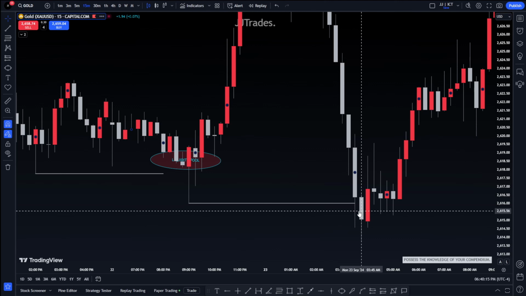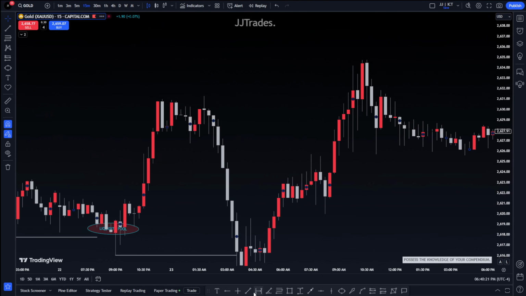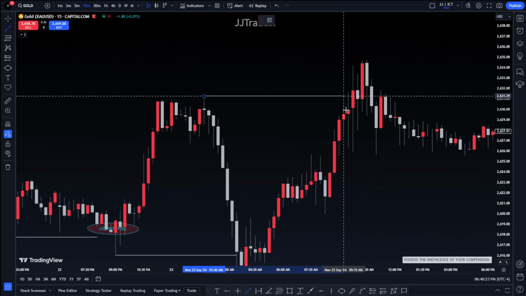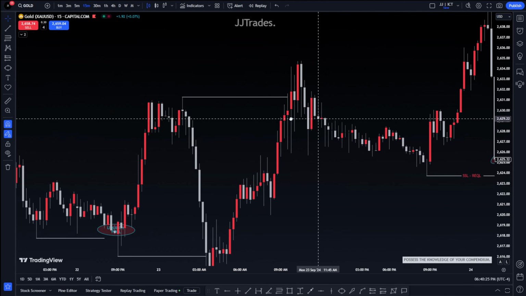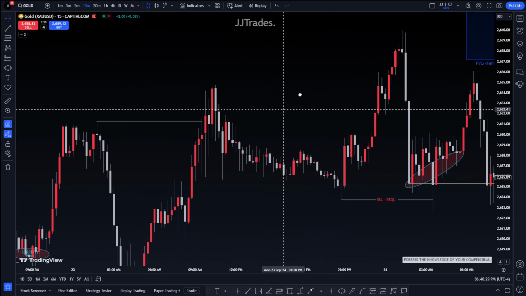Just a little bit further. And then what happened? We shot up. We shot back up into this liquidity point here. Shot right back up into that high. Bam! Right there. See that? Isn't that crazy? That's amazing, isn't it? That's pretty wild. Honestly, that's truly amazing.